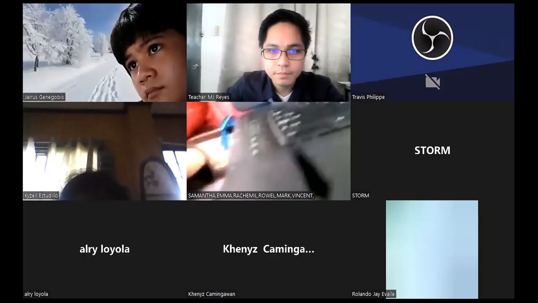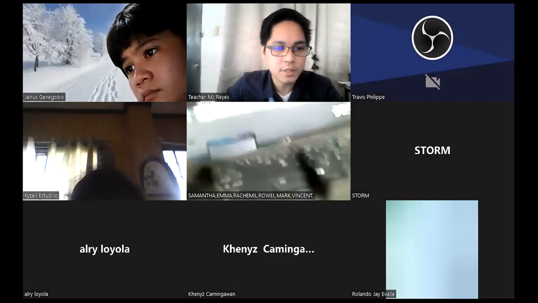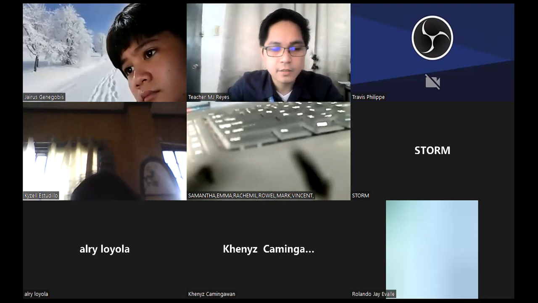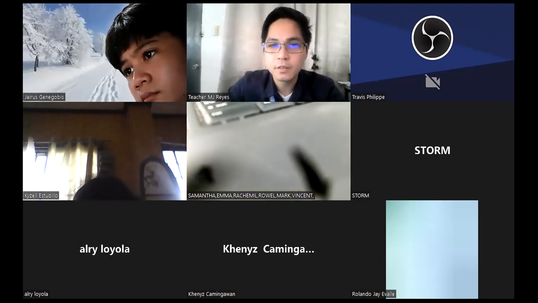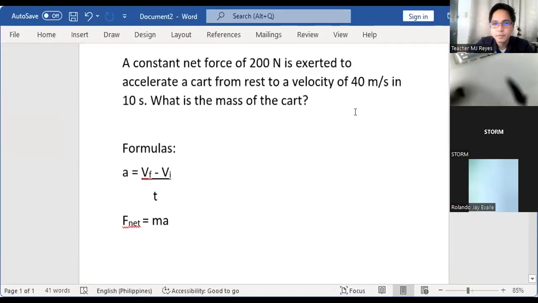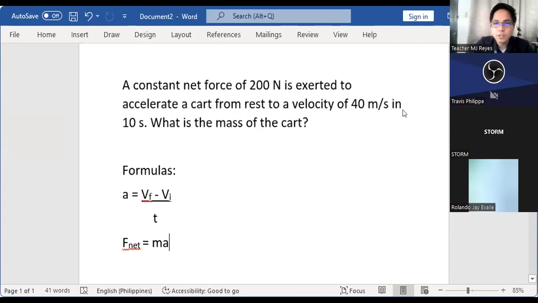I have here a problem. Let's disregard the previous problem because there is a mistake in it, so we need to move forward with another problem. So this is the problem. Can you see my shared screen now? Yes. Okay. A constant net force of 200 Newton is exerted to accelerate a cart from rest to a velocity of 40 meters per second in 10 seconds. What is the mass of the cart?